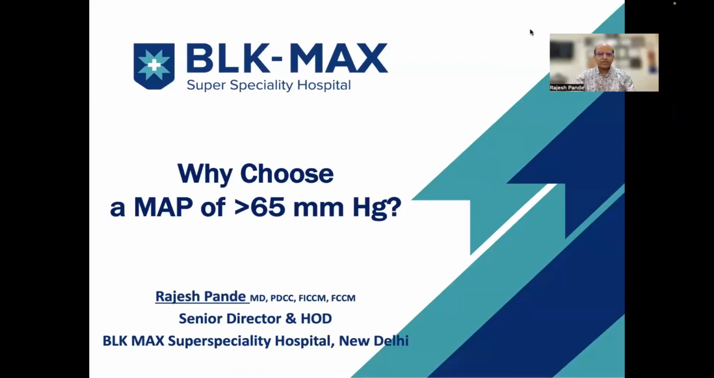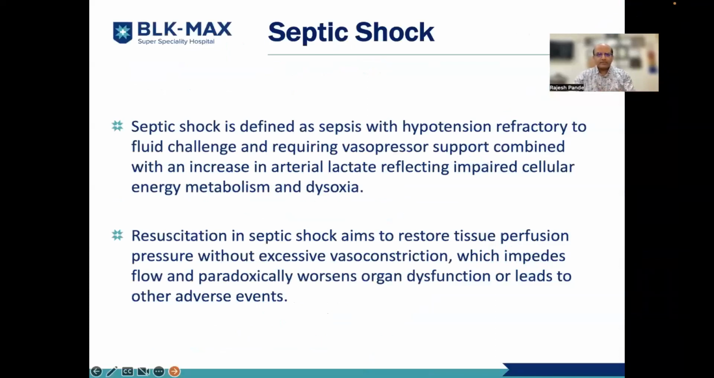In this 20 minute talk, I'll be talking about why we choose a MAP of more than or equal to 65 millimeters of mercury, which has become a standard in our management of septic shock patients. Septic shock is defined as sepsis with hypotension, which is refractory to fluid challenge and requires vasopressor.